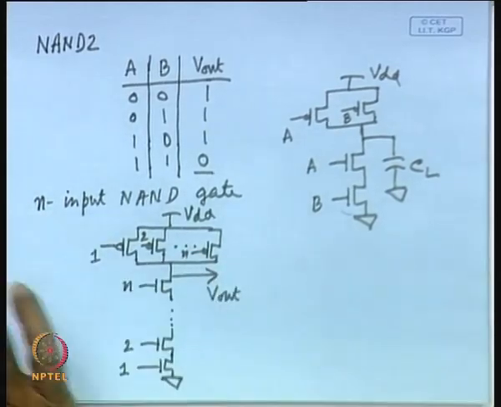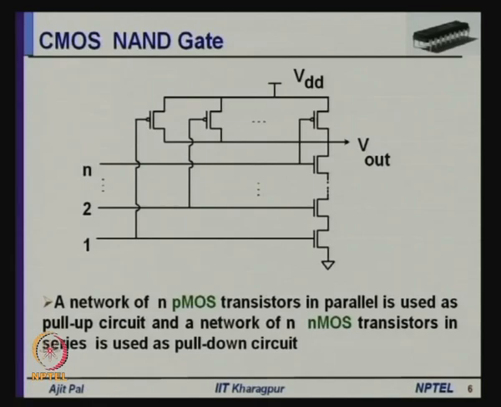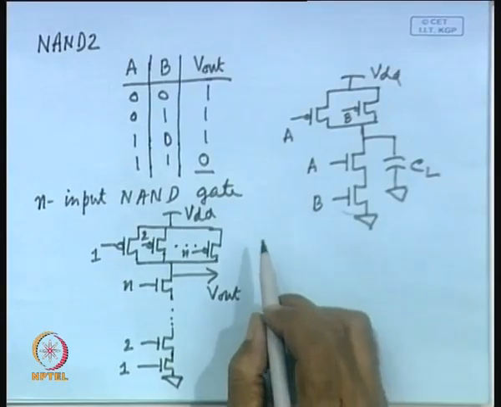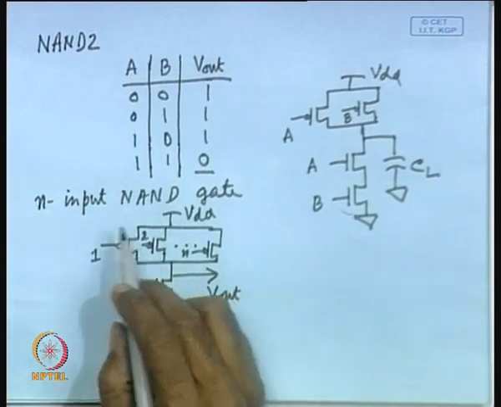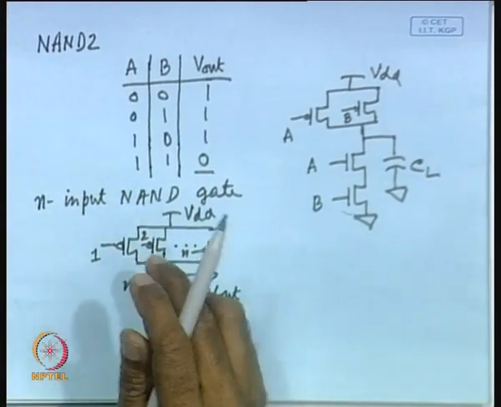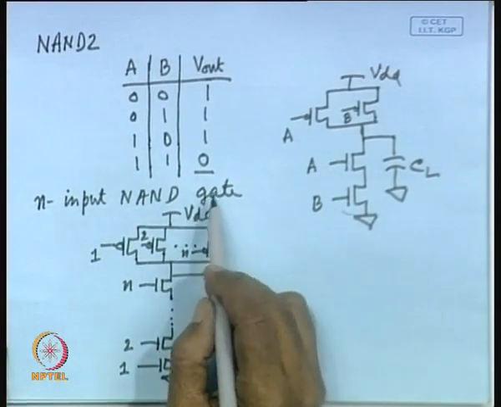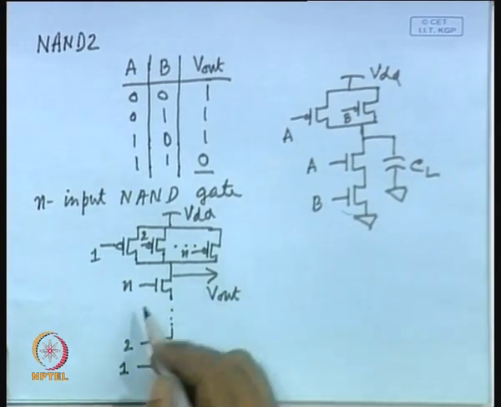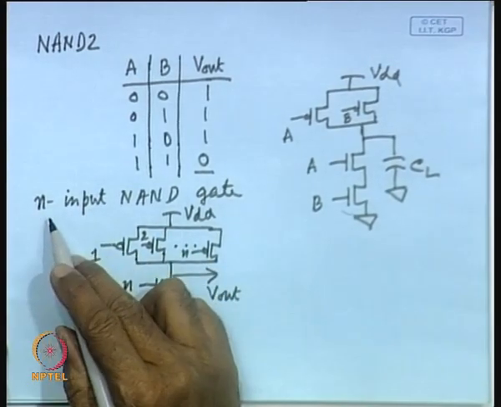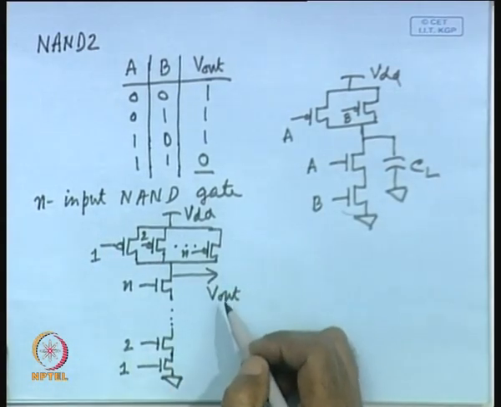And similarly, you can have n input NOR gate realization. But before that, we shall study the characteristics of this n input NAND gate. That means, whenever you add more than one input, whenever it becomes multi input, that is input is 2, 3, 4, then how the transfer characteristic is affected, that we shall discuss.